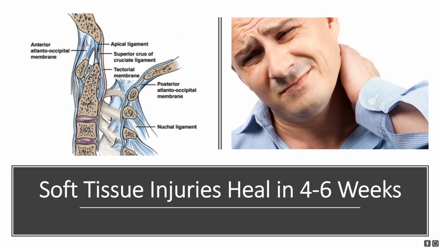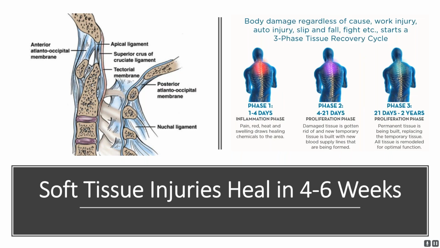Right? So, soft tissue injuries heal in 4 to 6 weeks. Well, I got news for those out there. Soft tissues heal in a 3-phase recovery cycle. And the first phase is 1 to 4 days. That's when there's intense inflammation.